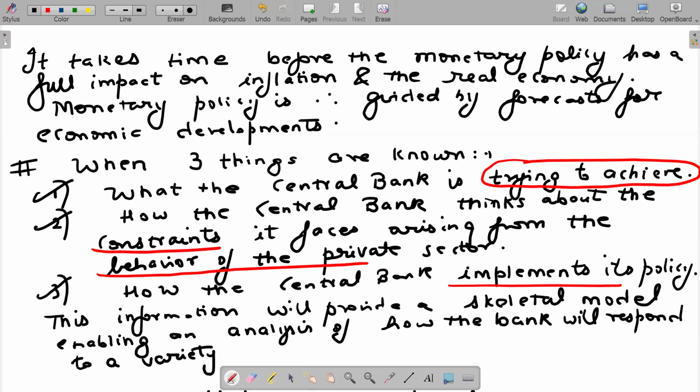How the bank will respond to a variety of shocks in the economy. When you have answered these three questions, it is going to provide you with a model which is going to help you analyze how to counter the shocks in the economy, or how to respond to the shocks in the economy.